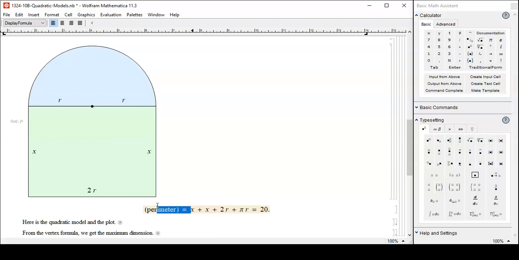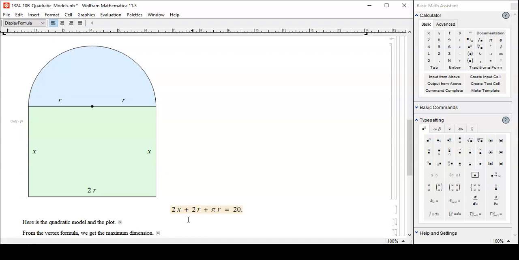Okay, from here, let's simplify a little bit further. X, x, so let's rewrite it as 2x. And then 2r, pi r. Okay, let's write like this, 2 plus pi. Too complicated? I don't know. On second thought, let's go back. 2x plus 2r plus pi r adds up to 20.